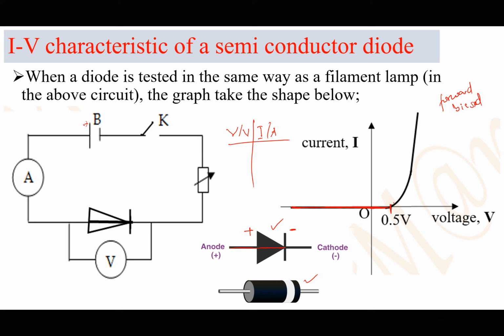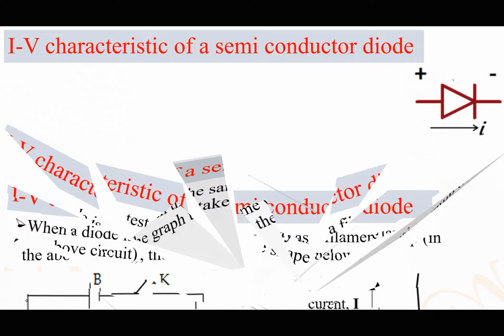So the diode starts conducting rapidly. What does that mean? Initially, for negative values of PD, resistance is infinity because there is no current flowing, up to a few volts. Then after a few volts, resistance decreases because we see that the diode starts conducting rapidly. That is the diode. So let's understand what the diode is in more detail.